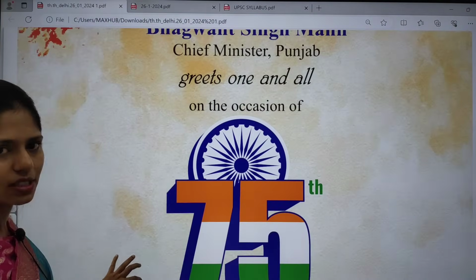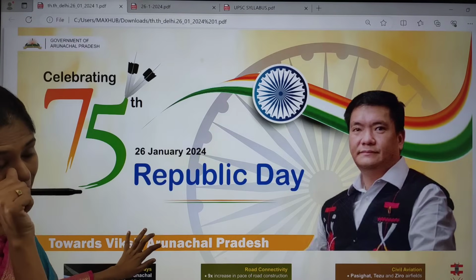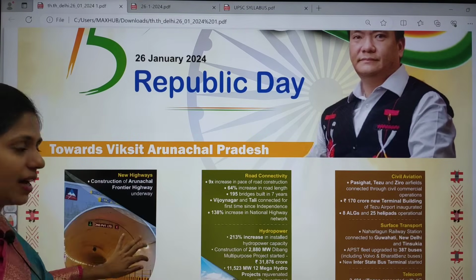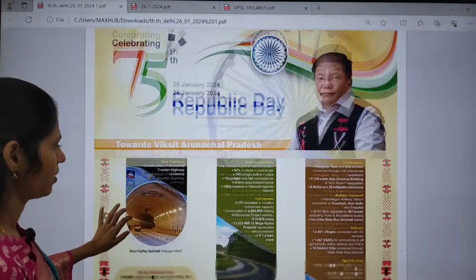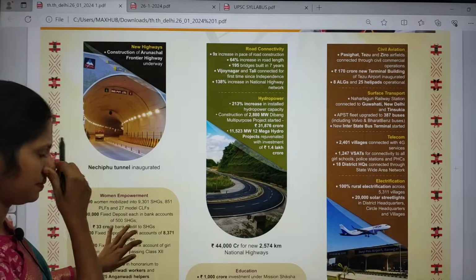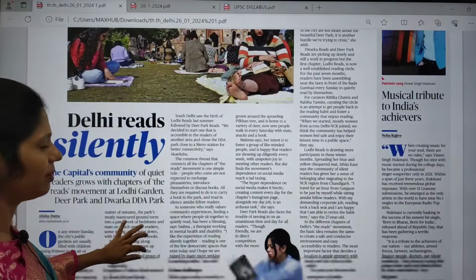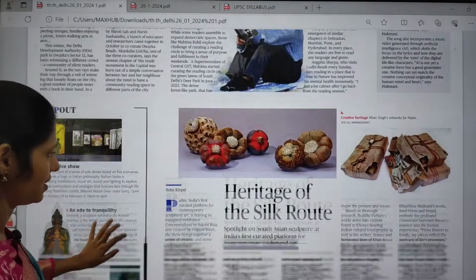And different tables, you can see tables of different states, how they are representing their states. But that is also very important from an art and culture point of view. And you can directly move on to this editorial page. See, you can see that every page has advertisements.